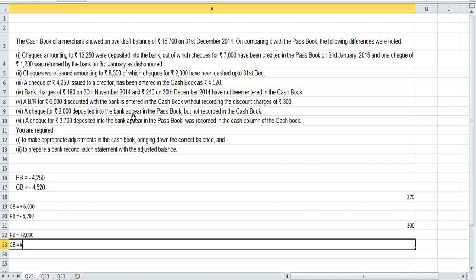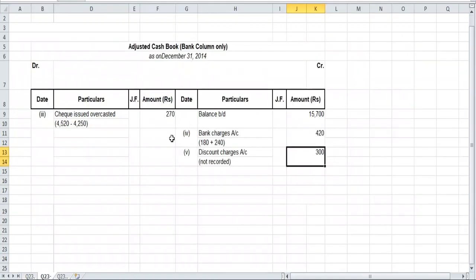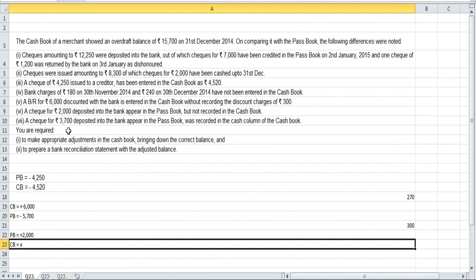Okay, so here another thing to remember is, one is error in the passbook, other is if you have recorded in the passbook, okay, but you have not recorded in the cash book, then it will come in adjusted cash book. Once again, if you have error, mistake in the passbook, or you have recorded in the passbook but not recorded in the cash book, that will come in the adjusted cash book. Okay, so here what it said, a check for 2000 was deposited in the bank, okay, appears in the passbook but not recorded in the cash book.